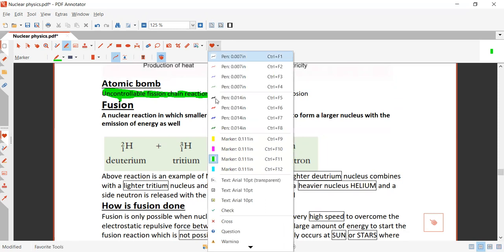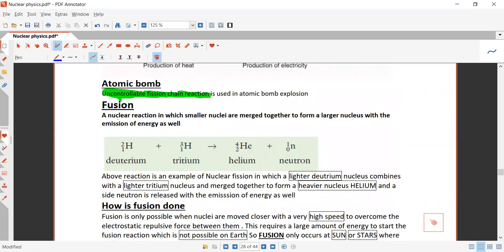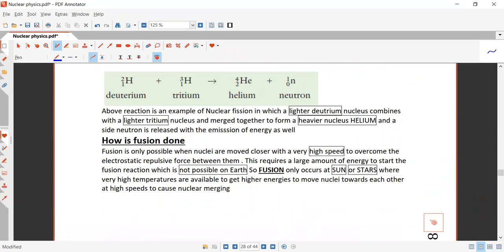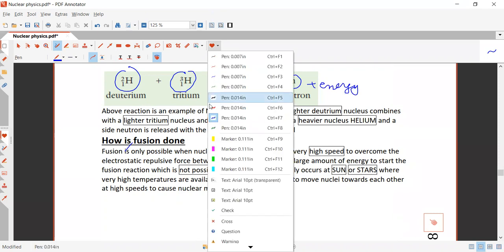Okay, fusion. Right, so fusion is a nuclear reaction in which smaller nuclei are merged together to form a larger nucleus. The above reaction is an example of nuclear fusion, where we have deuterium and tritium and it forms helium along with a neutron. And then there is energy emission as well, right? Okay, so how is fusion done?